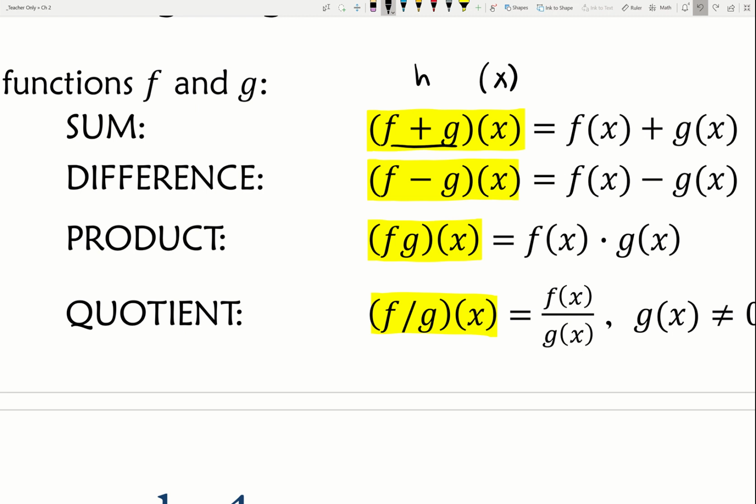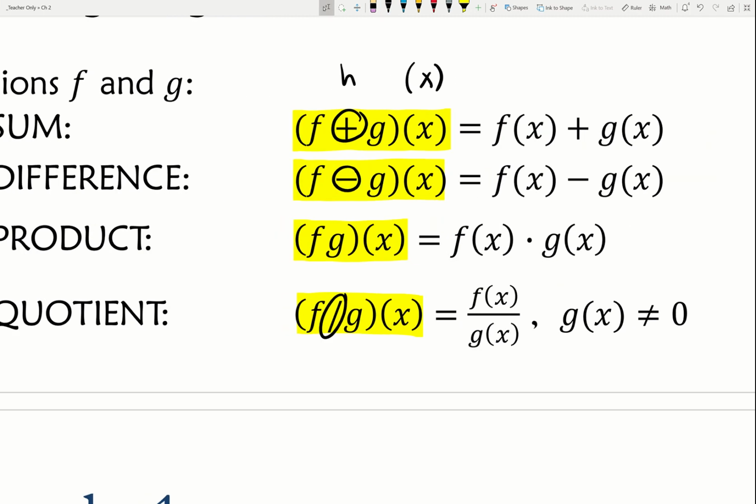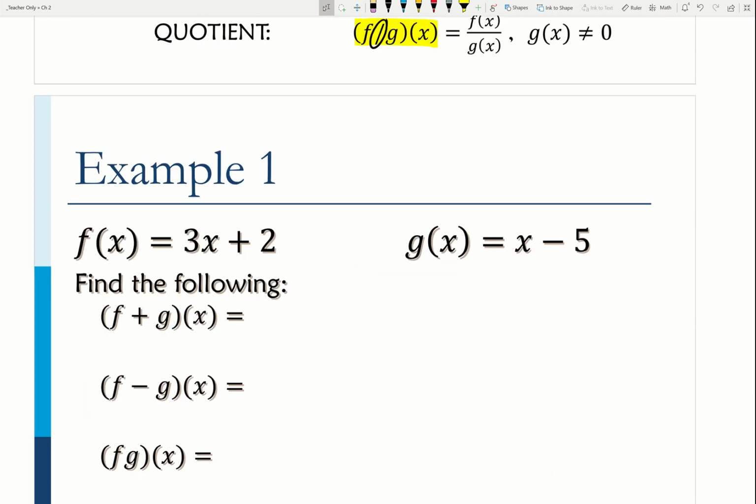But I guess it is kind of advantageous because it does demonstrate the operation that you are doing between your functions g and f. The definitions are here for these, and they're straightforward: we're just going to add together the function outputs, or subtract them, or multiply them, or divide them.